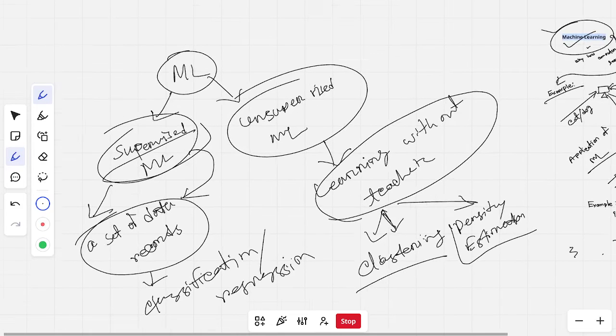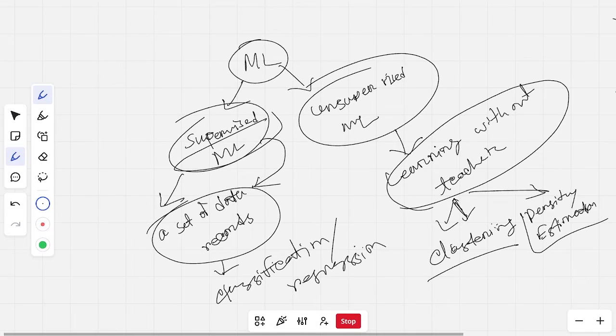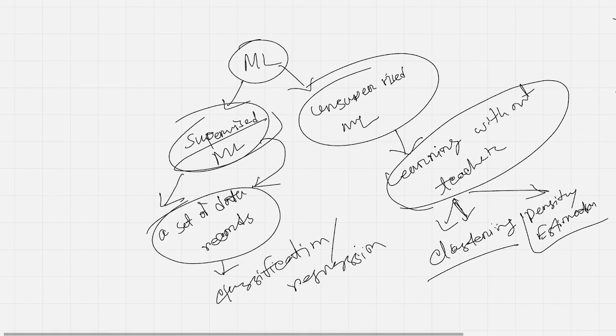So what is the difference between supervised and unsupervised learning? In supervised learning, a set of data is given to you, and from the data the model can learn. And in unsupervised learning, it's like learning without a teacher. Like you have to cluster data, then you have to predict the output.